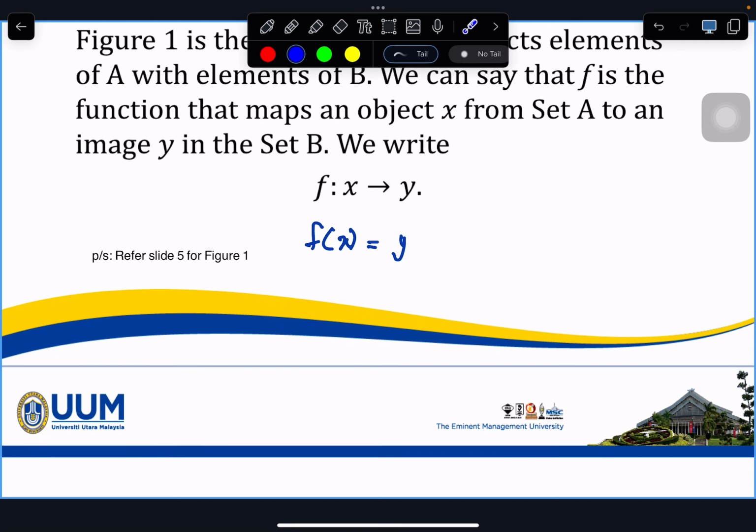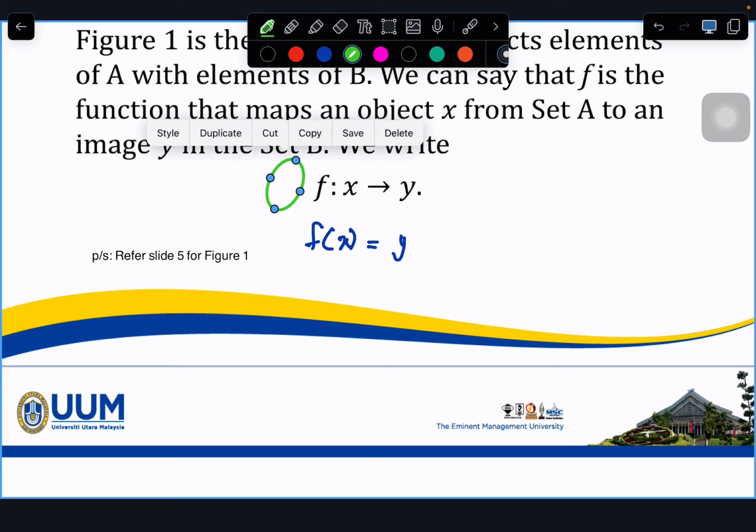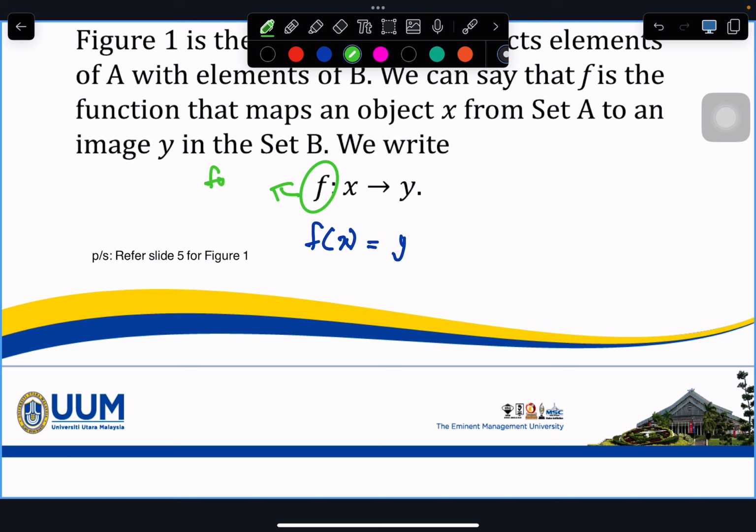So obviously, f here, what is f there? What do you think f here? Functions. So f here is a function. Sometimes you will see like g(x), h(x), m(x), all the small letters. That one is a function.